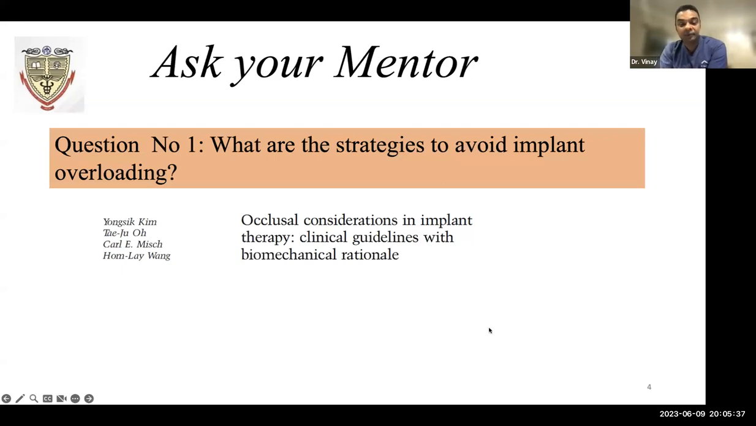Unfortunately, we don't have too many randomized controlled trials or real evidence to back occlusal considerations in implant therapy. But most of the guidelines come from clinical recommendations. And I would like you all to please go through this article called Occlusal Considerations in Implant Therapy: Clinical Guidelines with Biomechanical Rationale. It comes from the group of Hom-Lay Wang and Carl Misch, and it's published in Clinical Oral Implants Research. I have sent this article to the organizers so that they would for sure share it with all the participants.